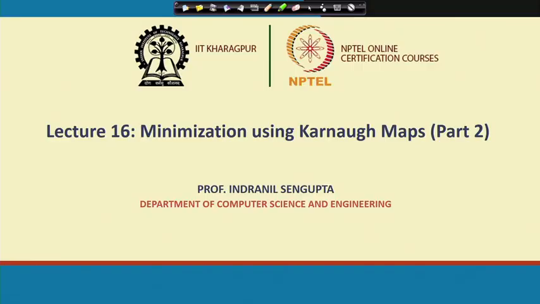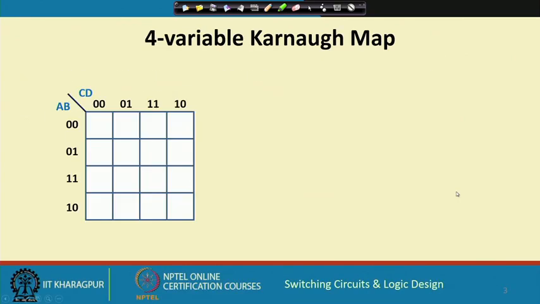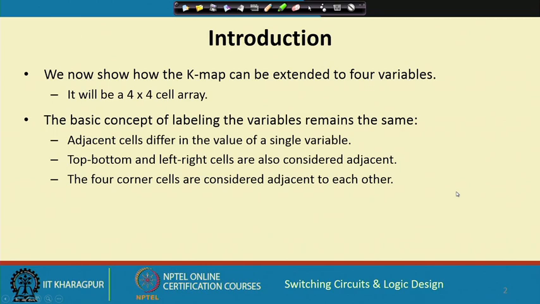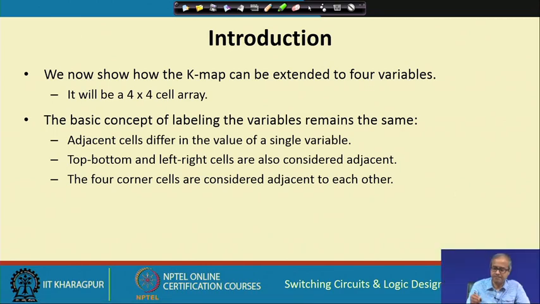Last lecture, if you recall, we had talked about the concept of Karnaugh map method of minimizing a function, and through examples we showed how we can handle or minimize three variable functions. So, in this lecture we shall be extending our discussion to four variable functions.